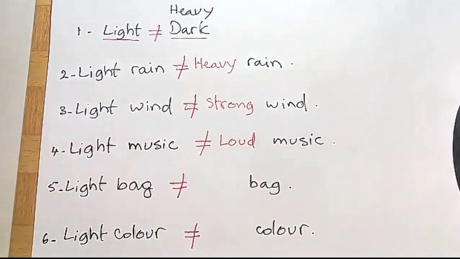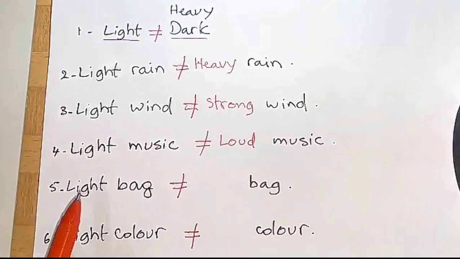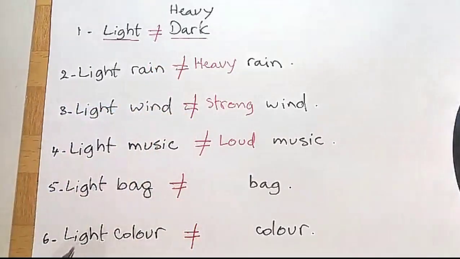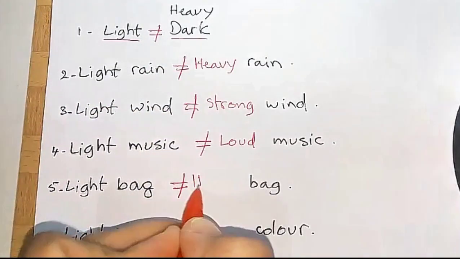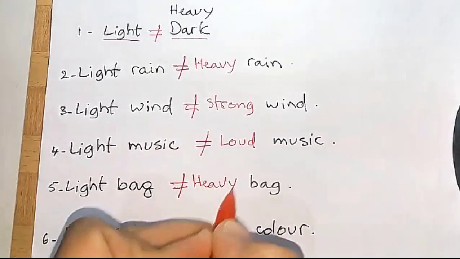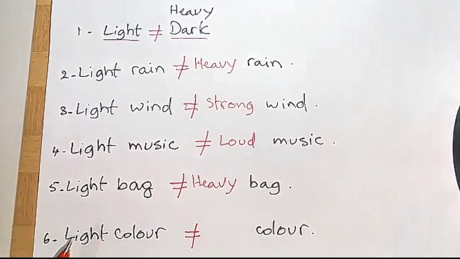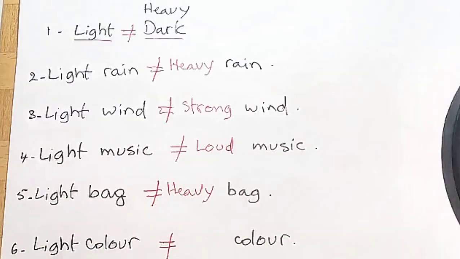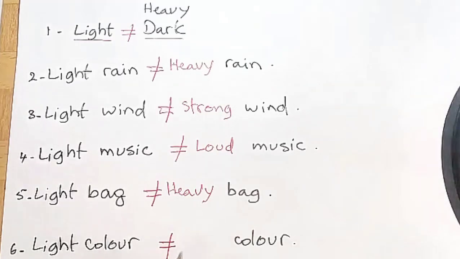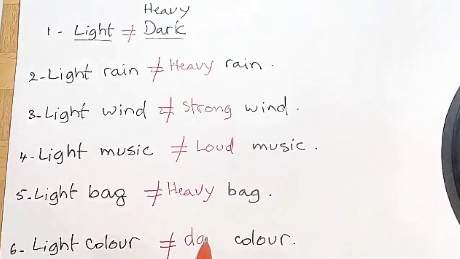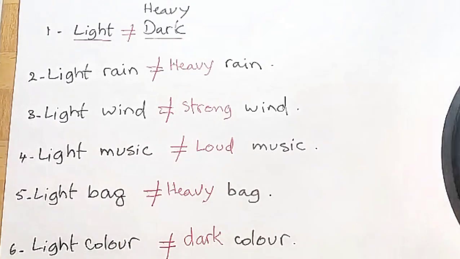Loud music. Very good. 5, light bag. Here we are talking about the weight, so the opposite is heavy. This bag is heavy. 6, light color. Is it heavy color? Strong? No, it's dark color. Well done.